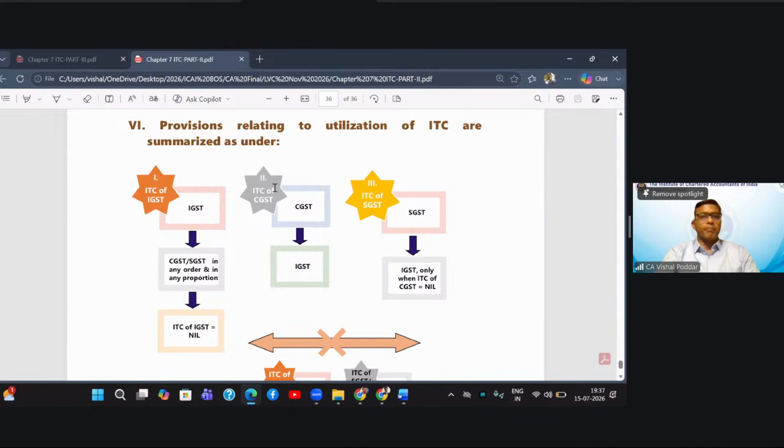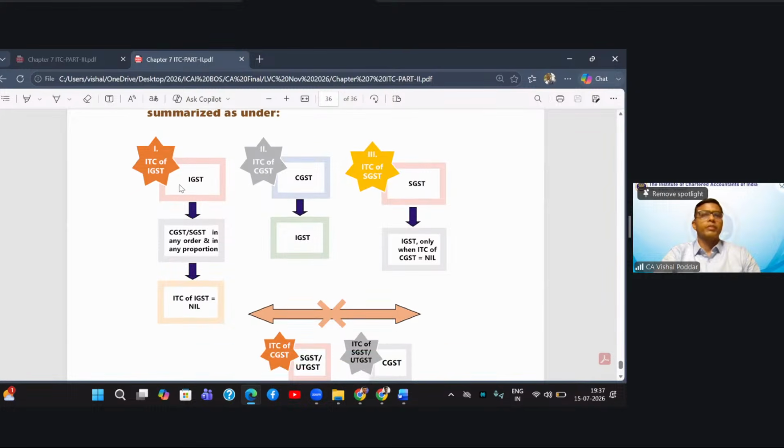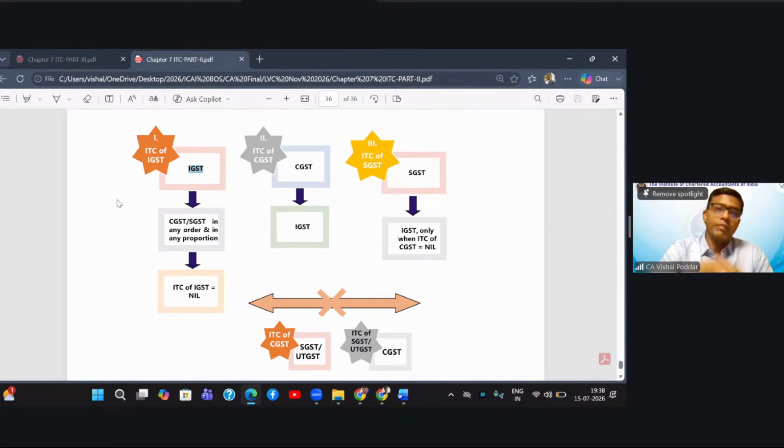So when you have ITC, which now you have to set off, you have to utilize. How do you utilize? The rule is first start with the ITC of IGST. So you will compulsorily start with the ITC balance of IGST. Now, ITC balance of IGST has to be first used against the output liability of IGST. So you start with ITC balance of IGST, use it to set off the output liability of IGST. Now, once you have set off the entire output liability of IGST, and still, if IGST credit is left, now what will you do?